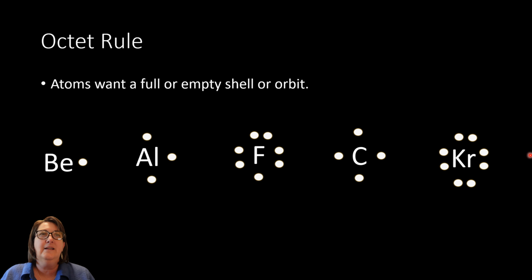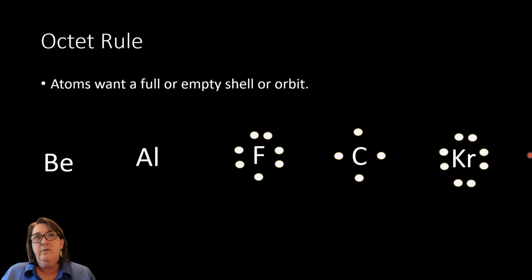So the question is, is it easier for beryllium to get rid of 2 or to bring in 6? For beryllium, it's going to be easier to get rid of 2. Aluminum, I have 3. Is it going to be easier to get rid of 3 or to bring in 5? It's going to be easier to get rid of 3. It's going to take less energy to get rid of 3.